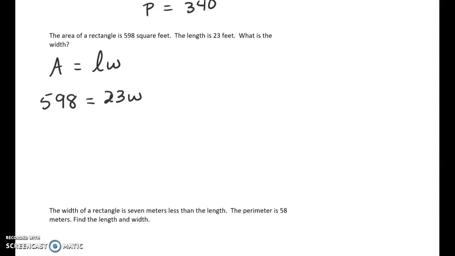So we have 598 equals 23W. We can solve that equation. We're just going to divide by 23 on both sides. And I don't know what that is, so I'm just going to divide that on my handy-dandy calculator instead of doing it by hand. Looks like I get 26 then for W. Now, how do I know what the measurement is? We were measuring in feet. So it's going to be a linear measurement, 26 feet.